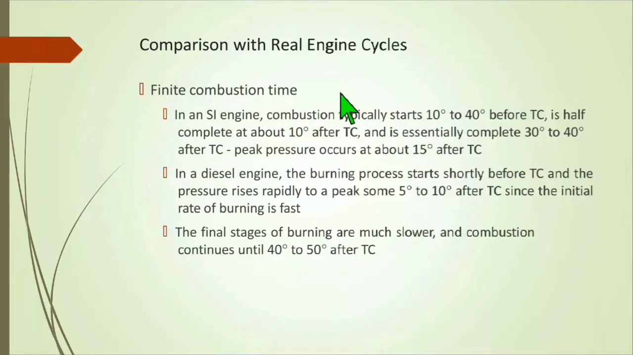Finite combustion time. In an SI engine, combustion typically starts 10 degrees to 40 degrees before TC, is half complete at about 10 degrees after TC, and is essentially complete 30 degrees to 40 degrees after TC. Peak pressure occurs at about 15 degrees after TC. In a diesel engine, the burning process starts shortly before TC and the pressure rises rapidly to a peak some 5 degrees to 10 degrees after TC, since the initial rate of burning is so fast. The final stages of burning are much slower and combustion continues until 40 degrees to 50 degrees after TC.